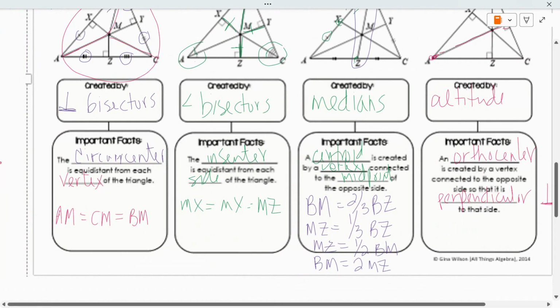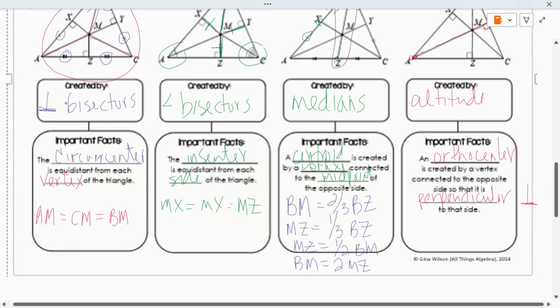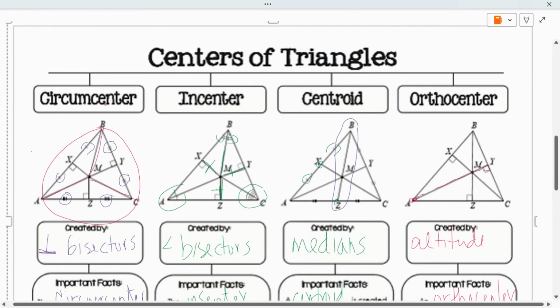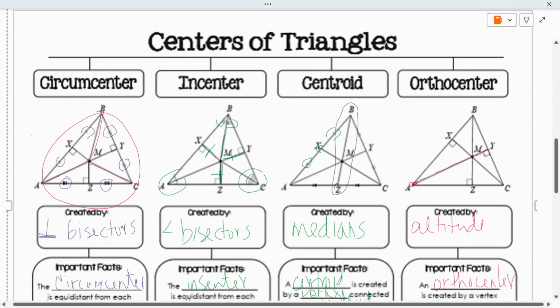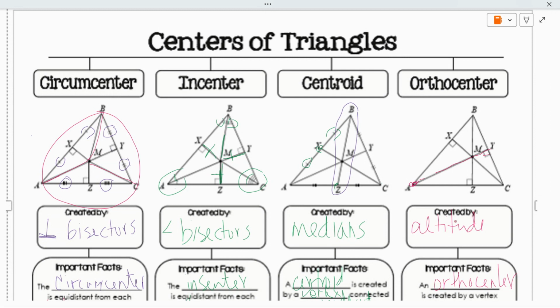All right, so those are the special sides. So we have perpendicular bisectors, angle bisectors, medians, and altitudes. And those special segments within a triangle create special points of concurrency known as circumcenters, incenters, centroids, and orthocenters.